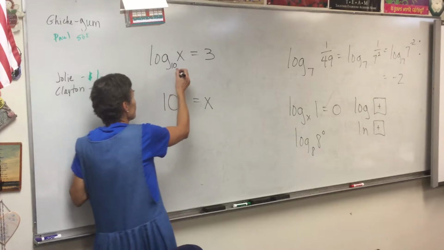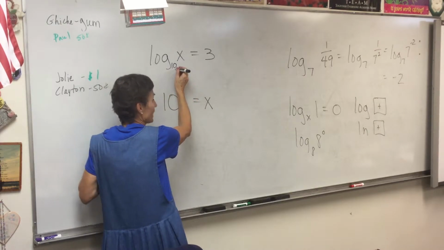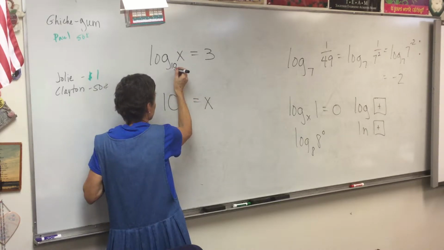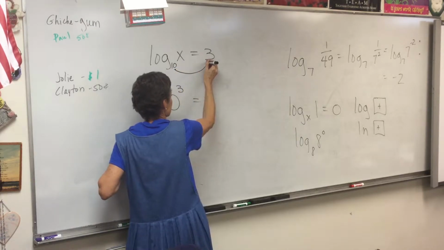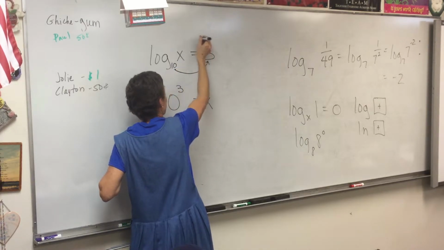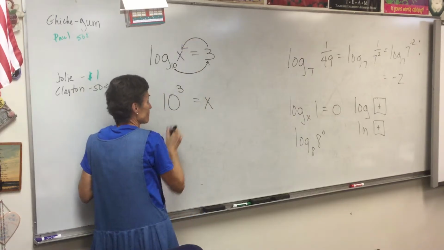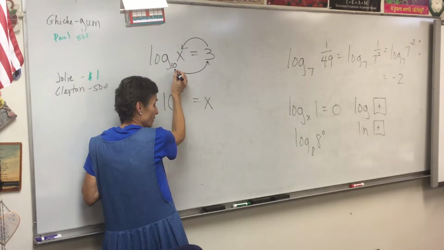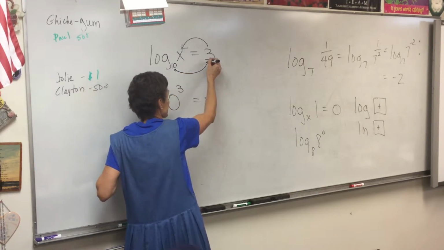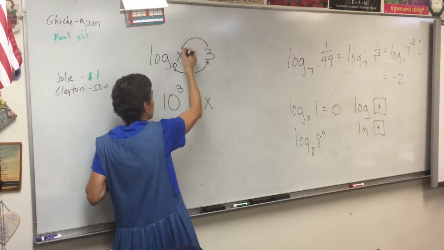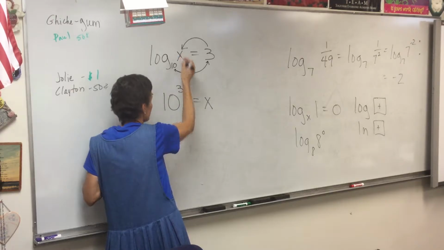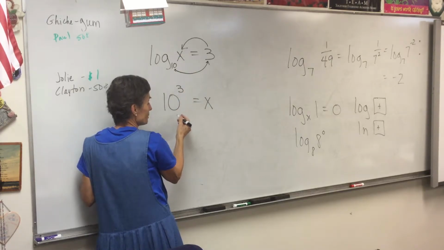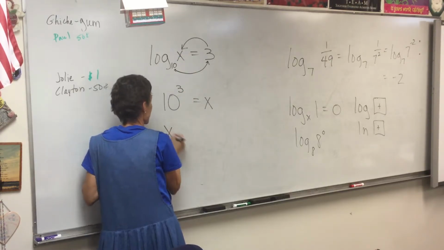The way you rewrite your equations is, watch how I'm doing it. You start with this number, you raise it to this power, and it equals this. So see how it makes a loop? You start with this number, you raise it to this power, and it equals this. So this is 10 cubed, which is 10 times 10 times 10. So the answer to the question is 1,000.